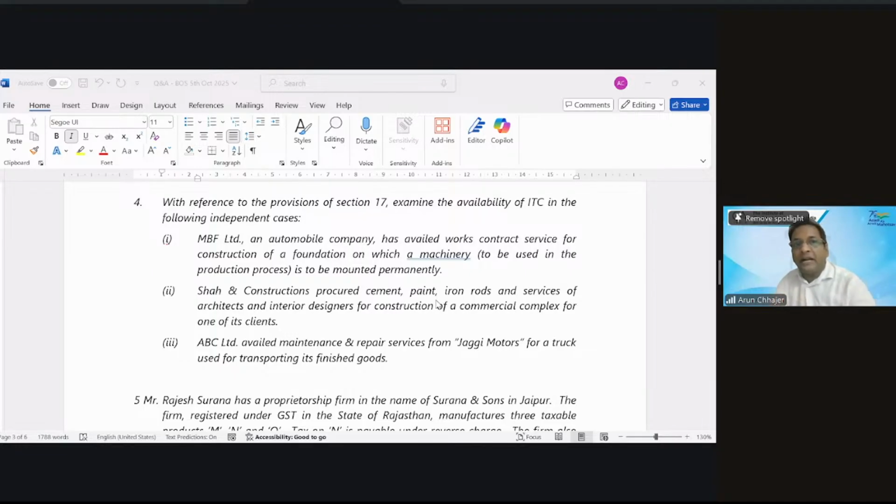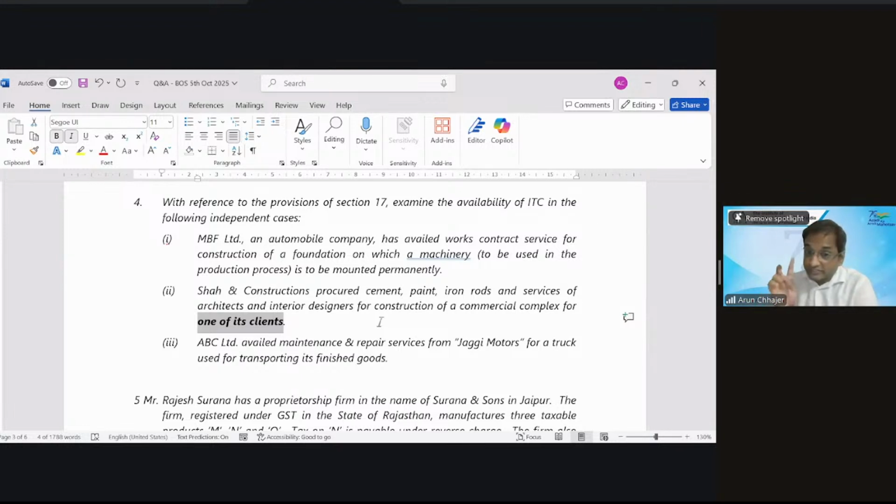So what is the main part in this question which you need to address? That the word on his own account. Because it is for one of the clients, not his own account. See, there are two things you mention. First, on his own account, that you will mention. Second, you will mention that it is an inward supply for making the further outward supply.